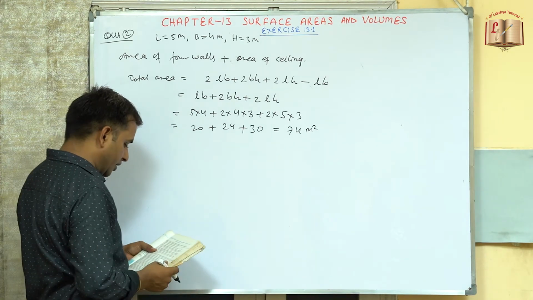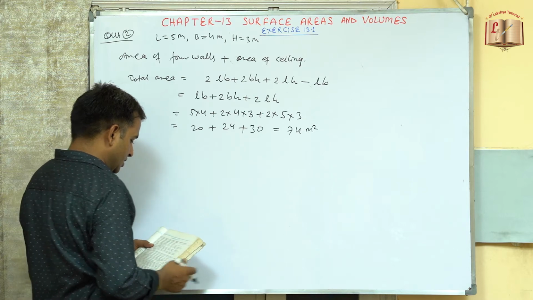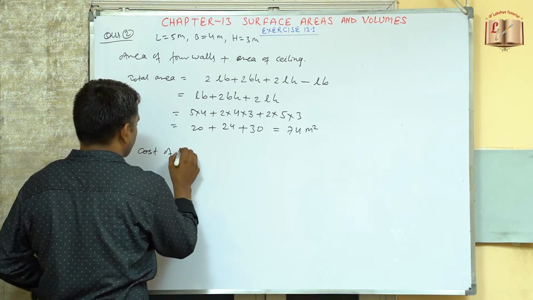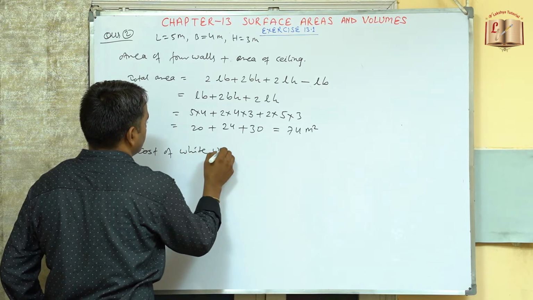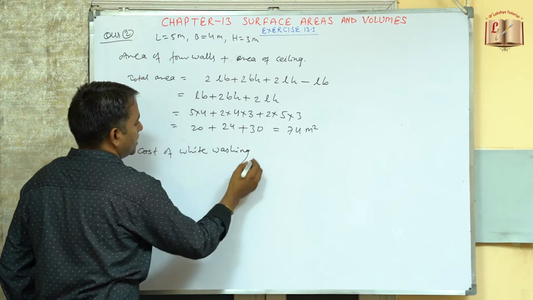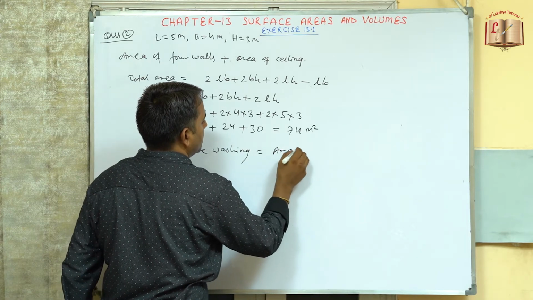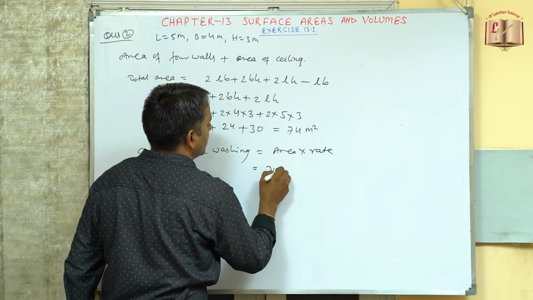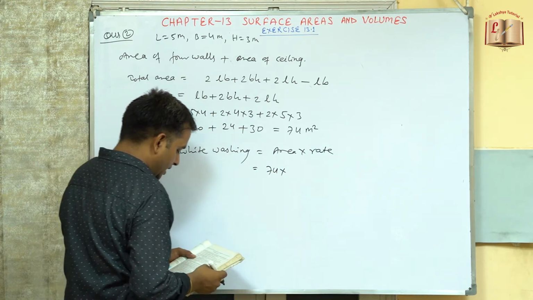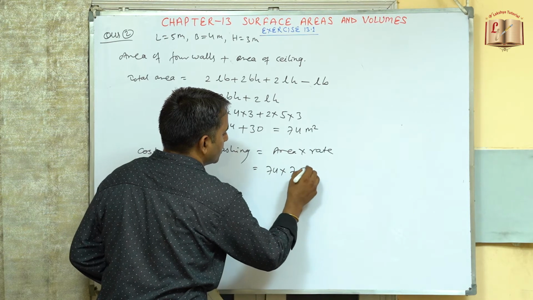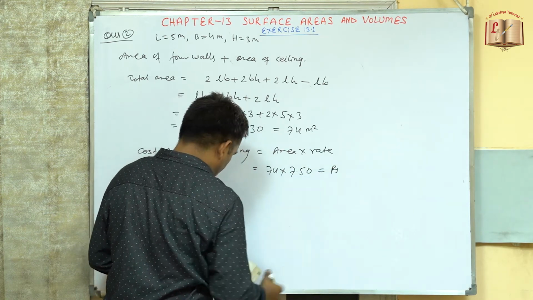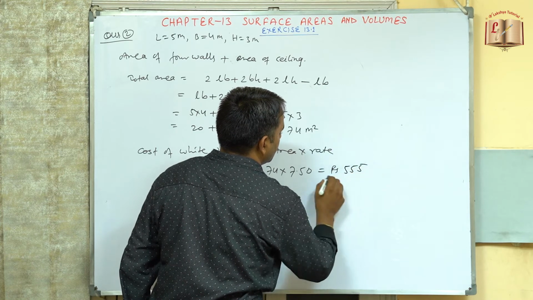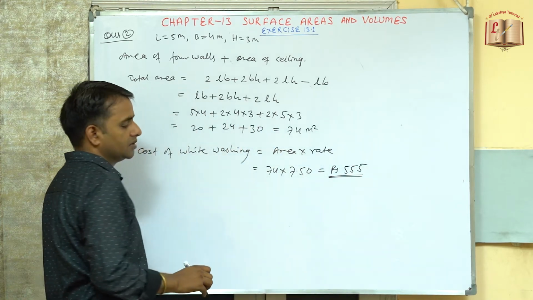Now we need to find out the cost. Cost of whitewashing is equal to area into the rate given to us. So this will be area is 74 into rate is 7.5 rupees. So this will be total equal to rupees 555.